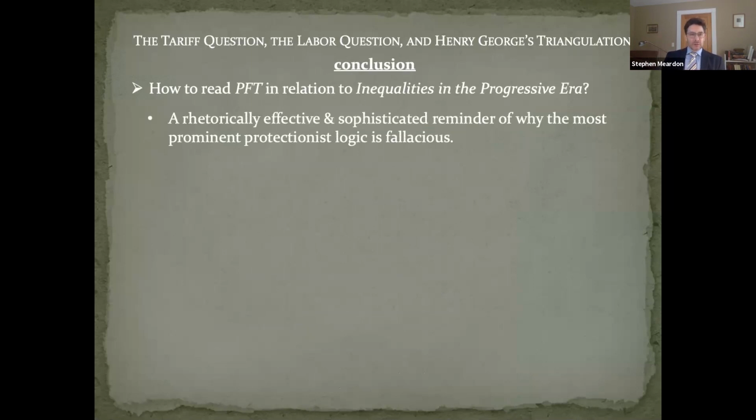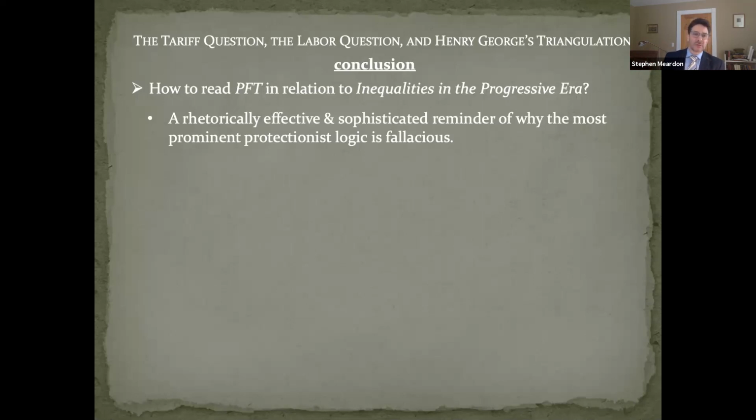I'm going to arrive already at my conclusion and speak again briefly about how to read Protection or Free Trade in relation to this larger project of Guillaume's on inequalities in the Progressive Era. I do see Protection or Free Trade as a rhetorically effective and in part sophisticated reminder. Actually, it's the political part of Protection or Free Trade that's sophisticated. I think George himself is more sophisticated in theory in Progress and Poverty. But there is some sophistication in Protection or Free Trade, but it's in the politics of it. It's in the triangulation that it does.